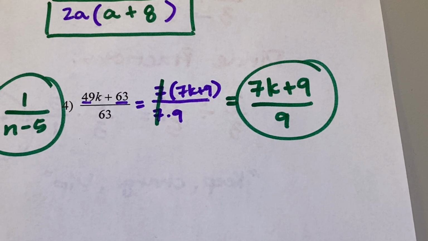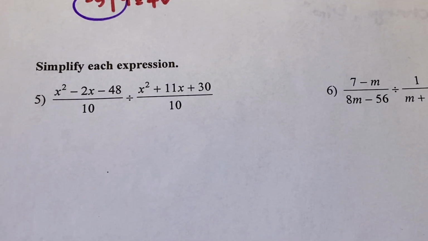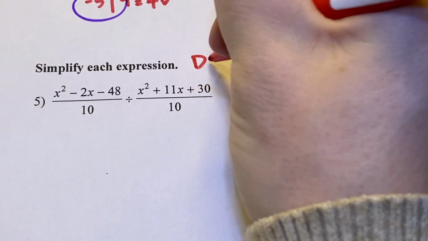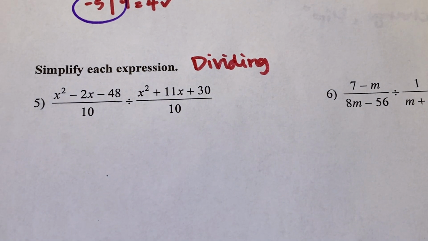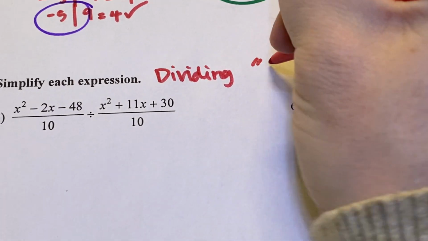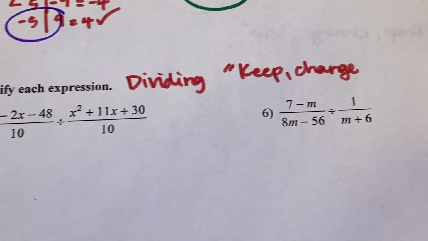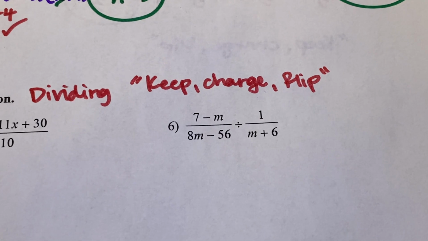Okay, so now what are we doing? Simplify each expression, but what operation do we see in the middle now? We're dividing. That sign scares me. It's not our favorite. Remember, with dividing fractions, which these are, they're just big scary fractions: keep, change, flip. I want you to put this on your paper. That is how we divide fractions.